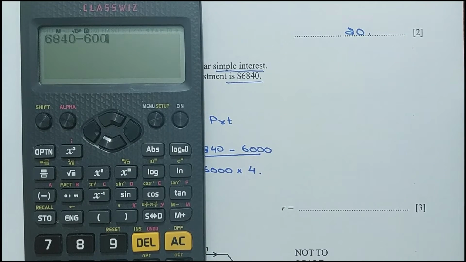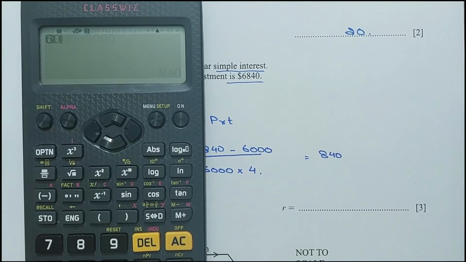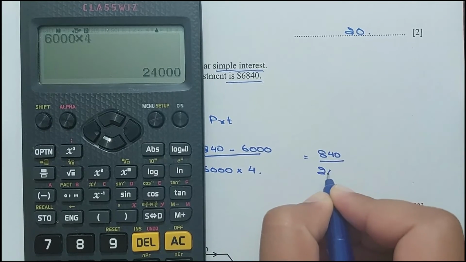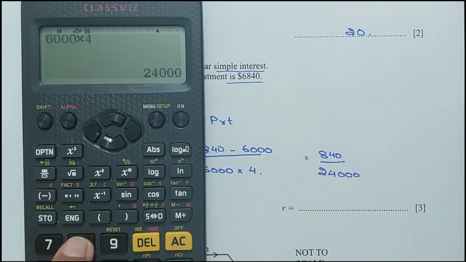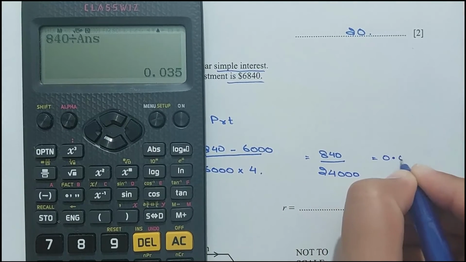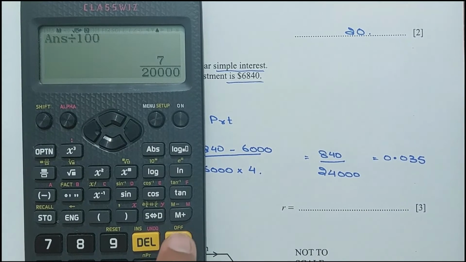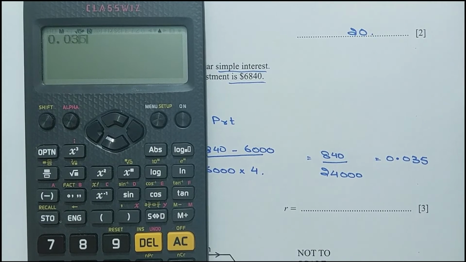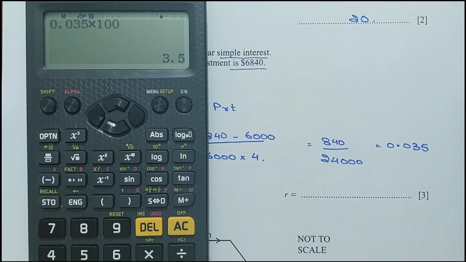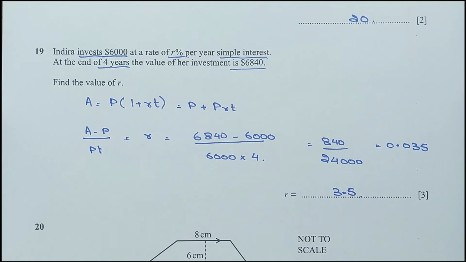6,840 minus 6,000, 840. 6,000 times 4, which is 24,000. So 840 divided by that answer is 0.035, or we can say times by 100. 0.035 times 100 is 3.5%. 3.5% is R in terms of the percentage of R, right?